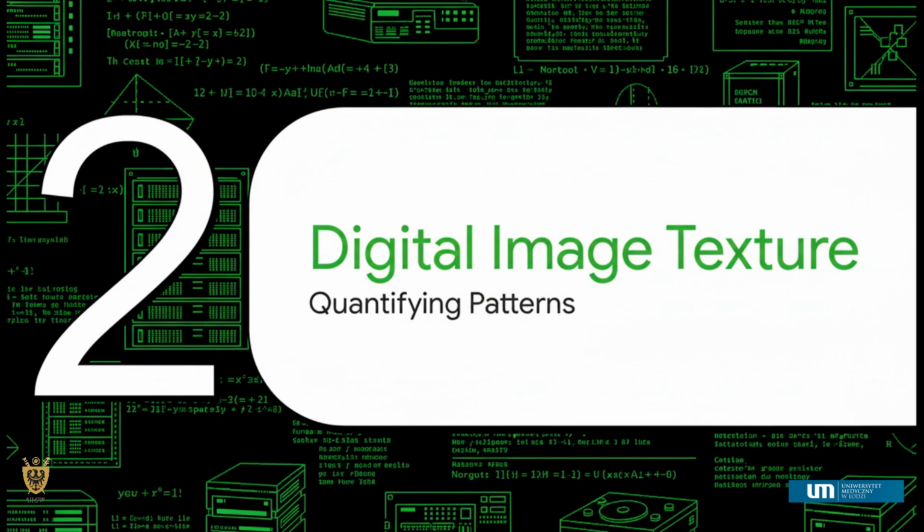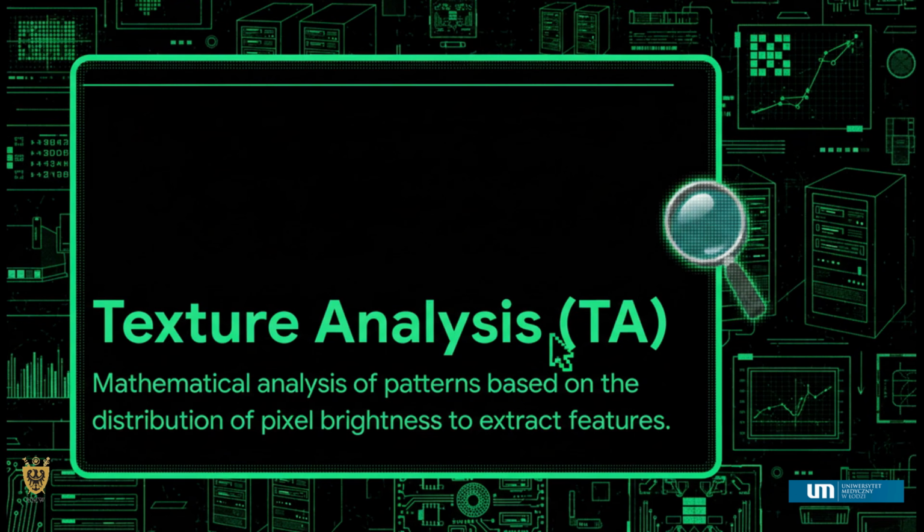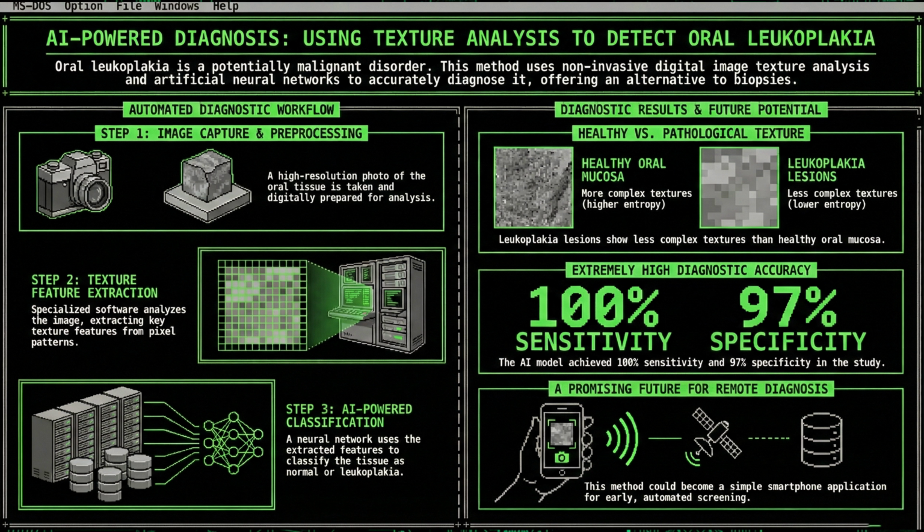And that something better might come from looking at the problem in a totally different way. Instead of relying on what the human eye sees, this approach uses a computer to analyze the literal texture of a digital image, quantifying patterns that we can't even perceive. The method is called texture analysis. It's basically a mathematical way to describe the patterns in a picture, based on how bright the pixels are and where they're located. It takes a subjective visual impression and turns it into a set of objective, cold, hard numbers.